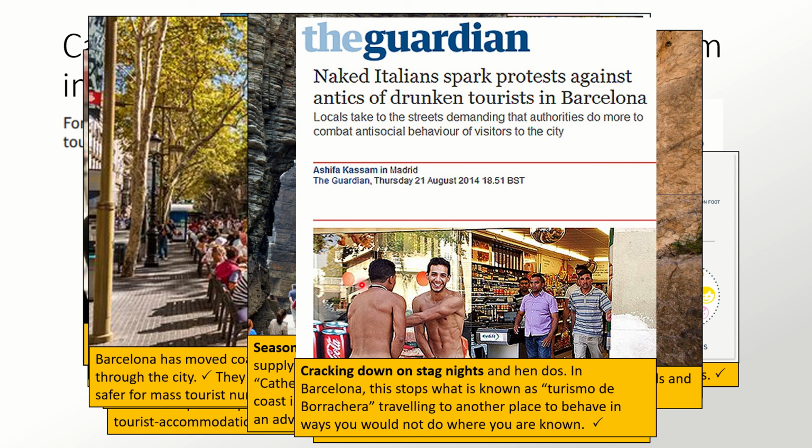And I think that's a really good way of understanding the problem with antisocial behaviour. In this story, these two tourists have, for some reason, decided to be naked in the street. And it's just not in the culture of the area. And quite rightly, the locals were really hacked off about it. I mean, they've got families and kids that live in the area. Nobody needs to be waking up to that. And so there were real protests. And that protest movement continues today. And so they have been cracking down on stag nights and hen dos.